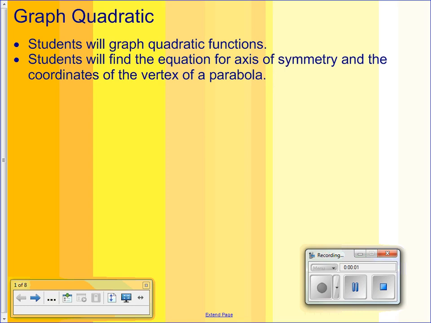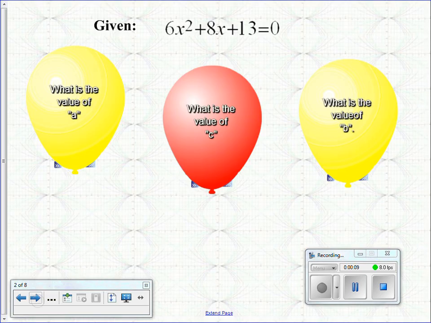In this lesson, we will be graphing quadratic equations. At the end of the lesson, you should be able to graph it and find the equation for the axis of symmetry and the coordinates of the vertex.